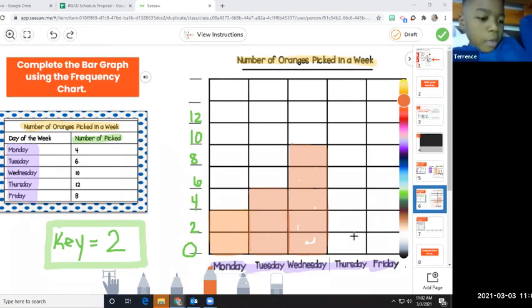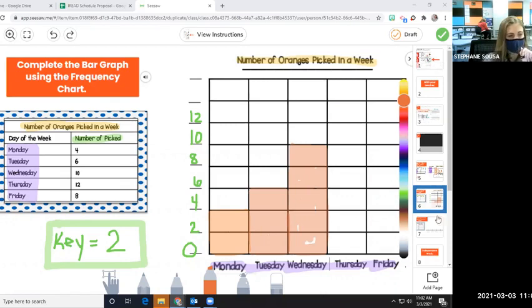We're making a staircase. Let's take a look at it. It does look like that. Yeah, there's kind of a pattern going on. Let's take a look at Thursday. Thursday has 12 oranges picked, so we've got to go even higher than we did Wednesday. 2, 4, 6, 8, 10, 12. There we go, all the way to the top of our scale.